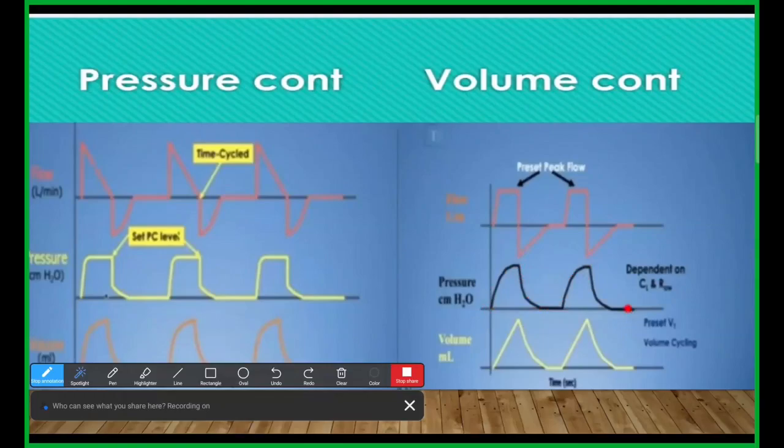Coming to the volume time scalar in pressure control ventilation: due to the pressures, it is an exponential curve. Whereas due to the volume, which is linearly related to the inspiratory and expiratory patterns, it is like a mountain shape.